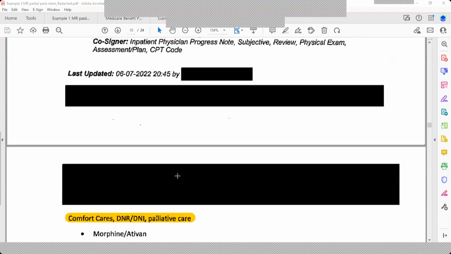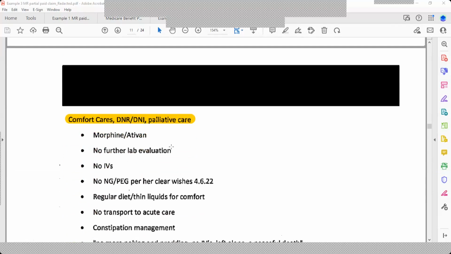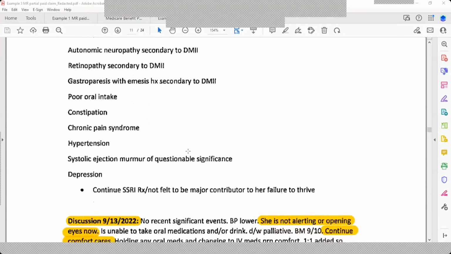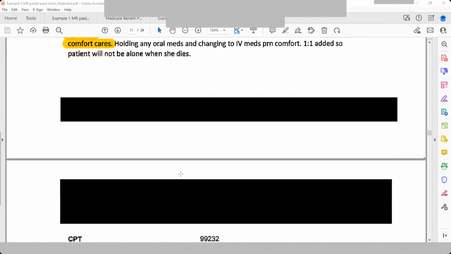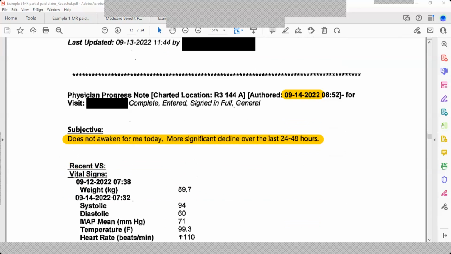Per the nurse practitioner's note on September 13th, 2022, the patient was on comfort cares, DNR, DNI, and palliative cares. At the bottom of this page, there is documentation that the patient is not alerting or opening eyes, and the patient continues on comfort cares. Per the physician note on September 14th, the physician states that the patient did not awaken. The patient continues on comfort cares, DNR, DNI, and palliative care.